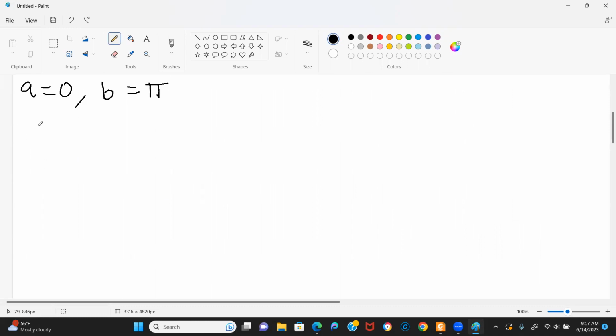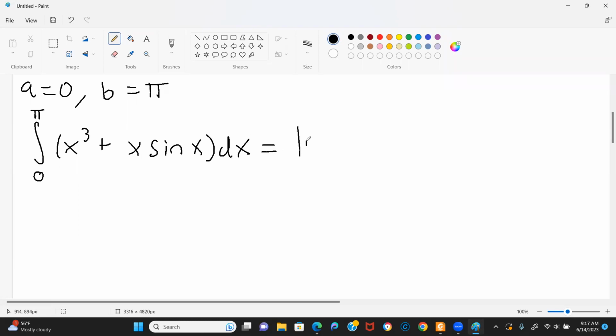So that means that if we integrate this function, x cubed plus x sine x dx, it's by definition this limit right here, the one we started with. So this wasn't actually as hard as I thought it would be to write down.